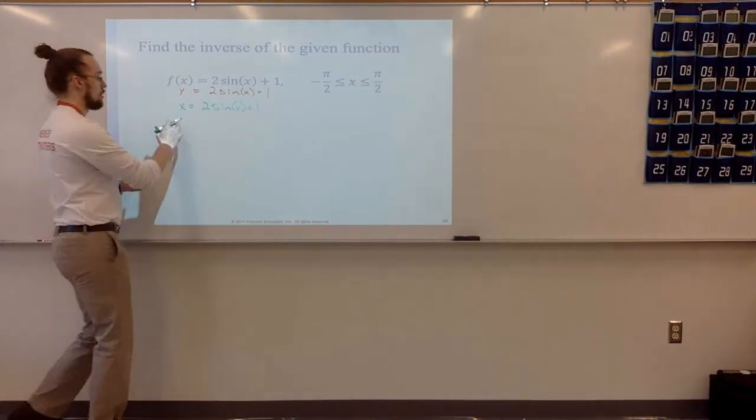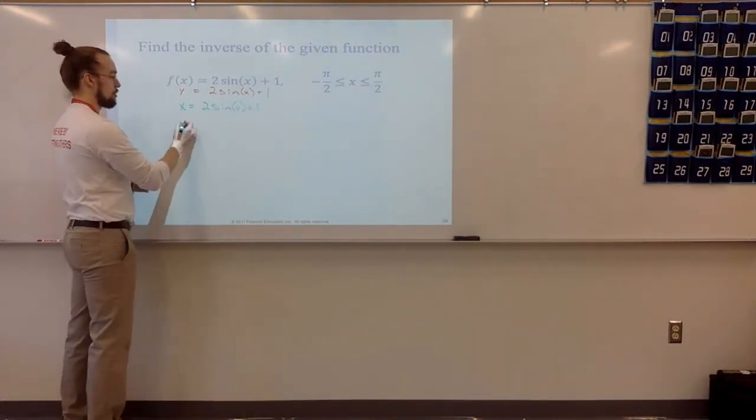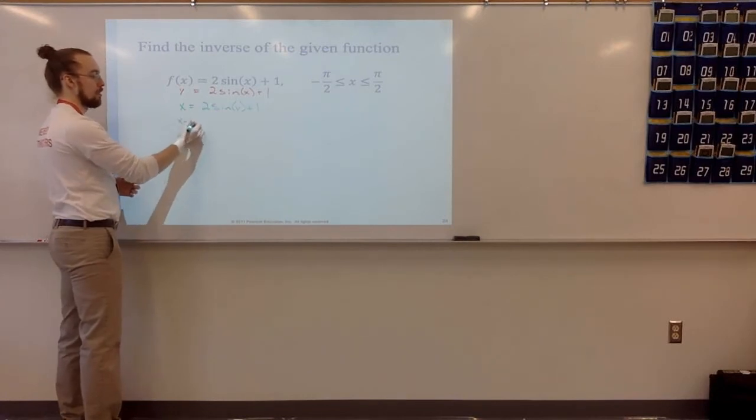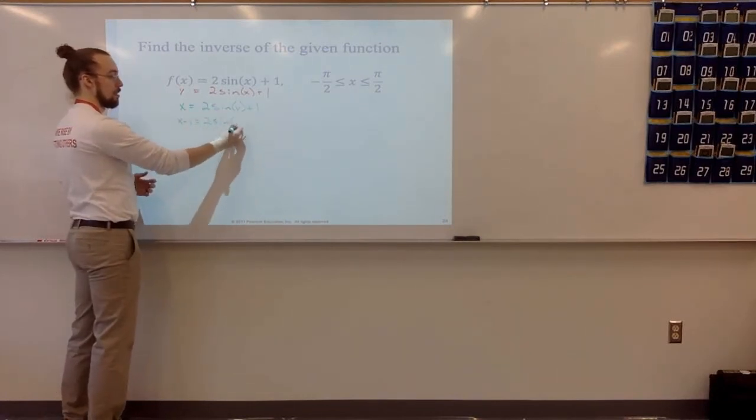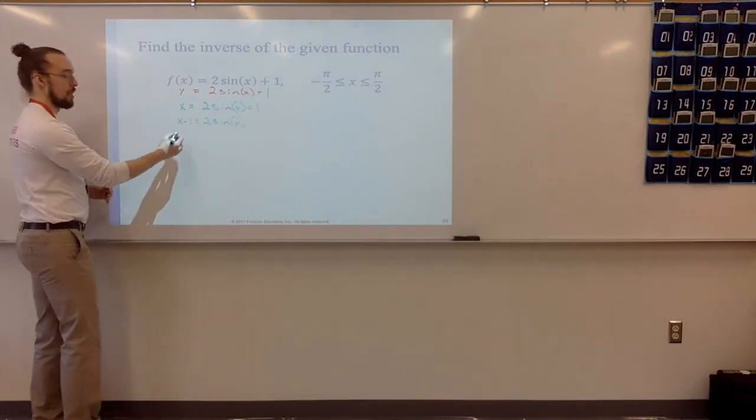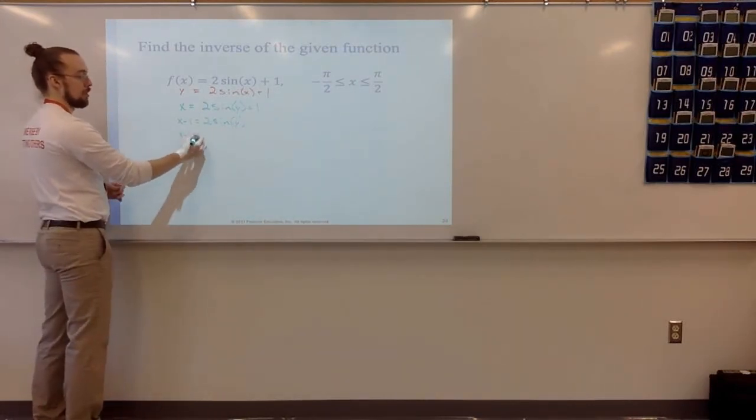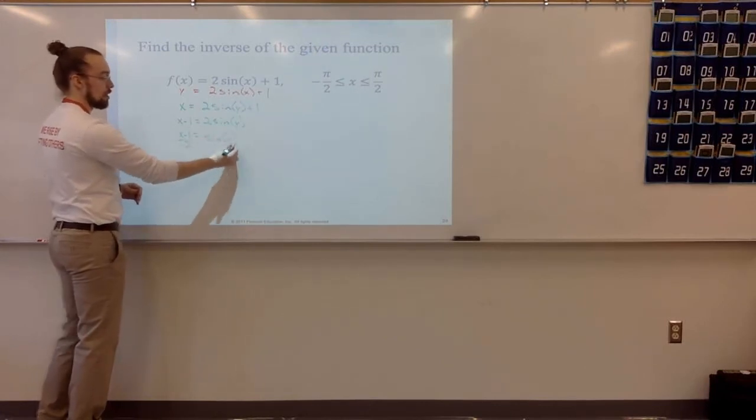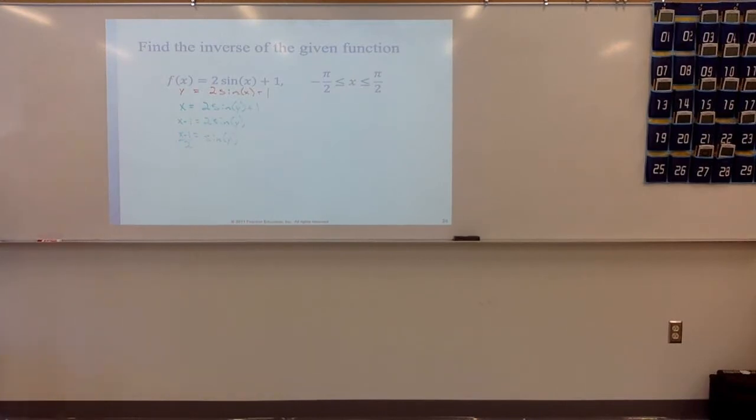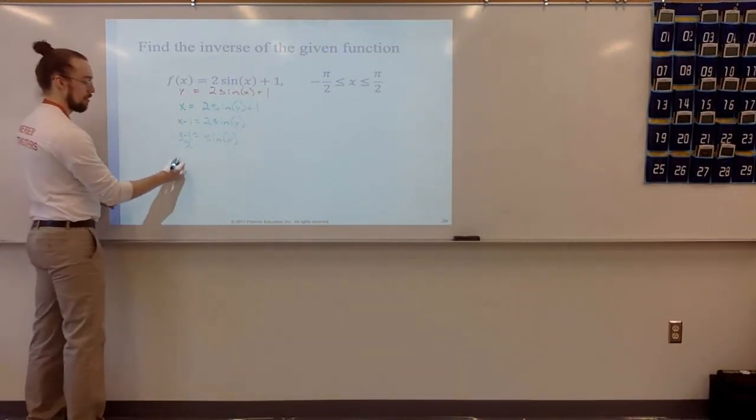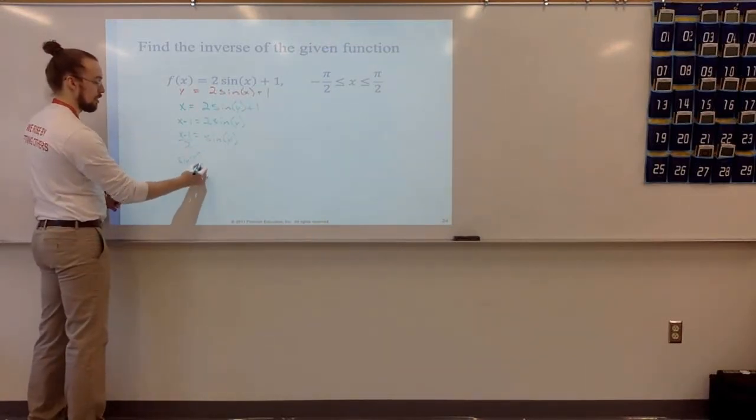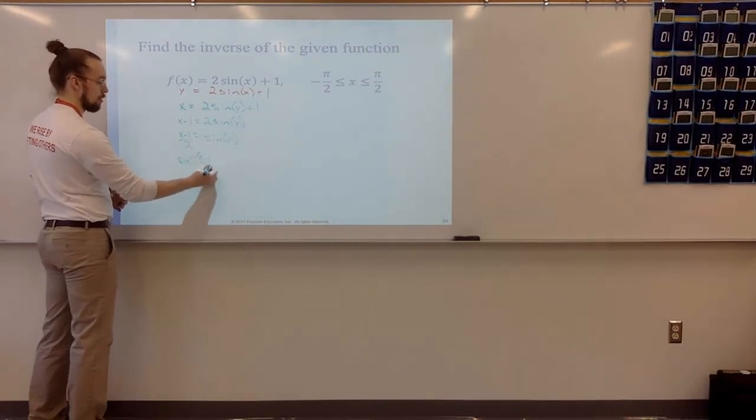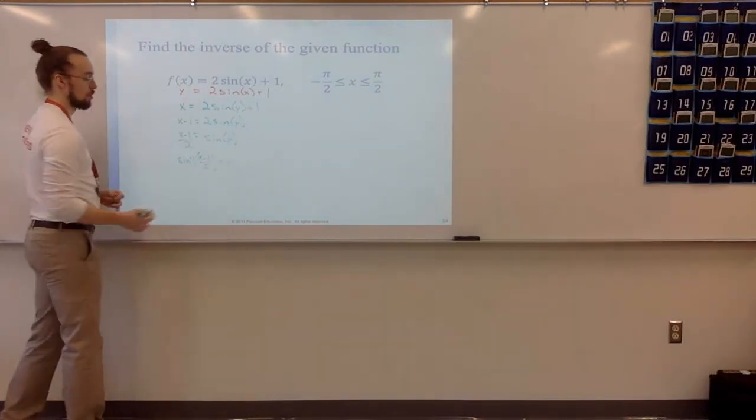So to get y by itself, start by subtracting the 1 over. Divide both sides by 2. And then finally, to get y out of the sine function, I would need to take the inverse sine of both sides. So I'll end up with inverse sine of x minus 1 over 2 equals y.